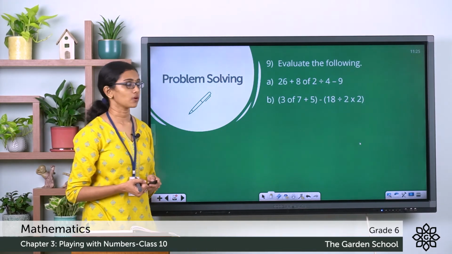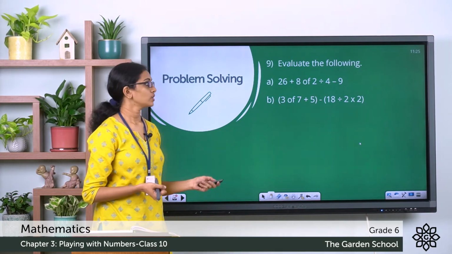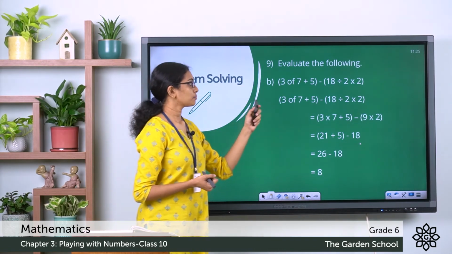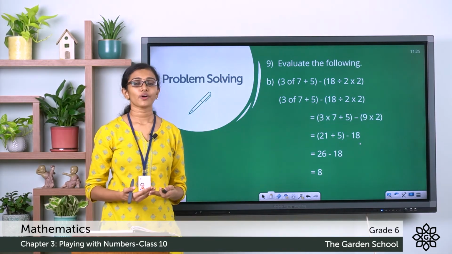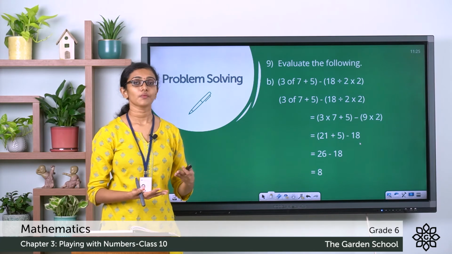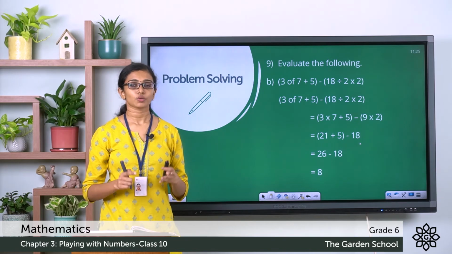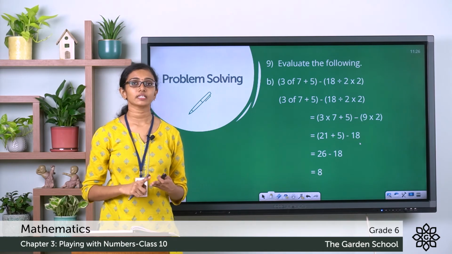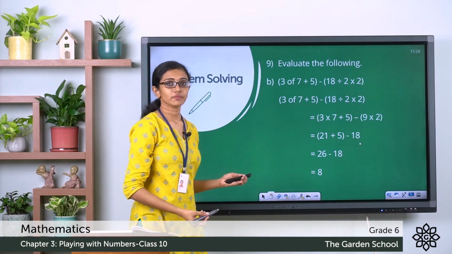It says evaluate the following and you have got two questions there. Let's discuss question B now. So question B is 3 of (7 plus 5) minus (80 divided by 2 into 2). So according to the BODMAS rule, the order of operation that has to be followed is brackets, of, division, multiplication, addition and subtraction. So whatever is given within the brackets has to be done first, then comes of, after that division, then multiplication, addition and subtraction. So here we need to perform what is given within the bracket first.